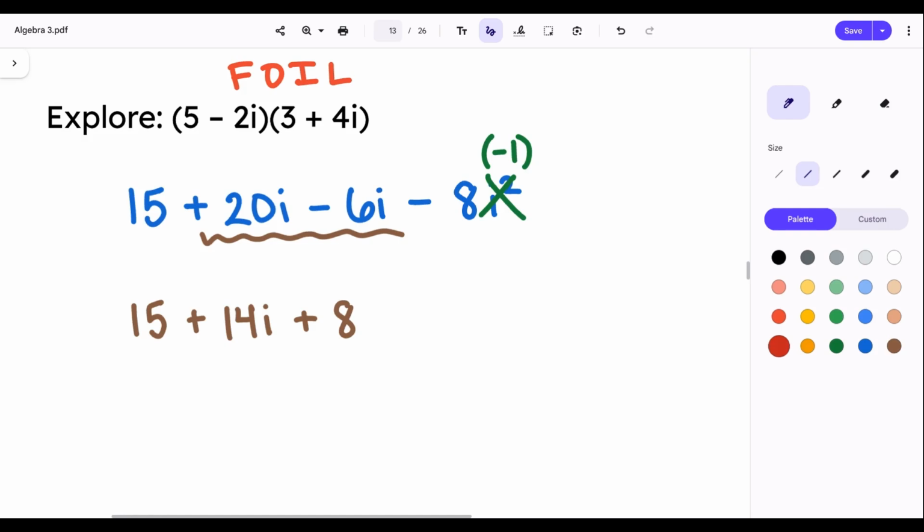And then last thing I should be able to do is combine the 15 and the 8, because that i squared became a number. And so it's no longer has the imaginary piece to it. And so 15 plus 8 would be 23. And then we still have the plus 14i because I couldn't do anything else with that.